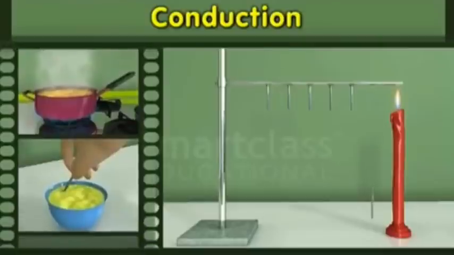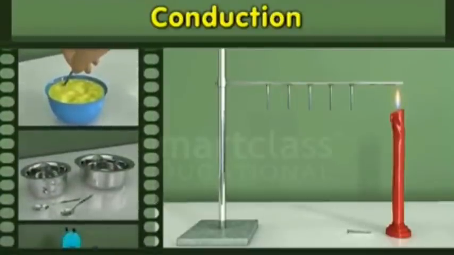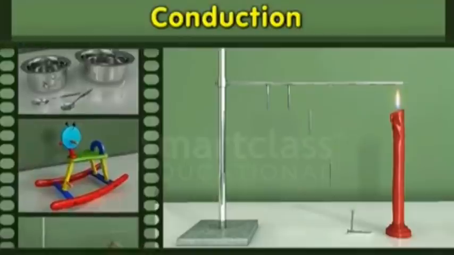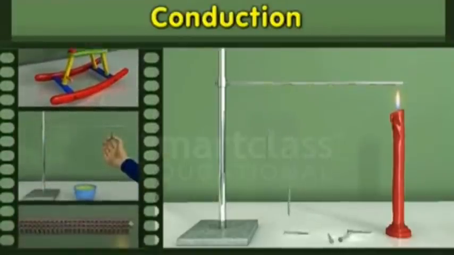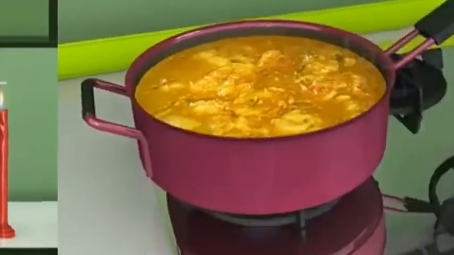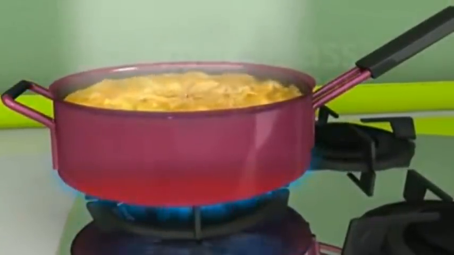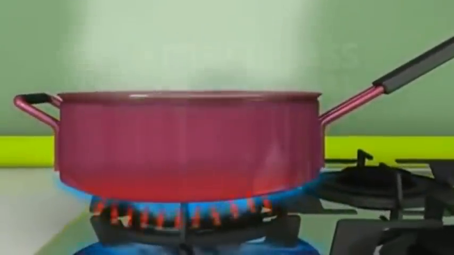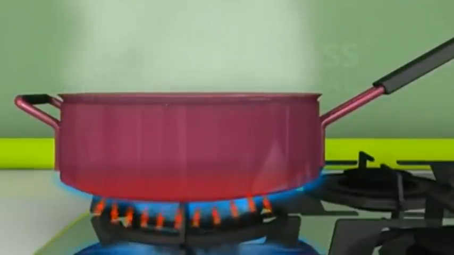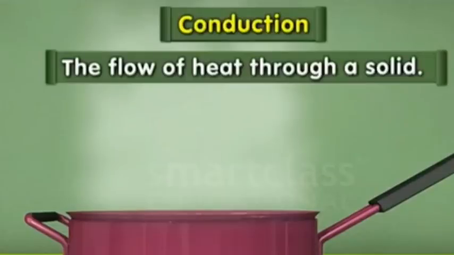Conduction. In this module, you will learn how heat is transferred by the process of conduction. When a pan is placed over a burner, the contents of the pan become hot. Why? This is because heat flows or gets transferred from the burner to the pan. The flow of heat through a solid is known as conduction. Let us try to understand conduction with the help of a simple activity.